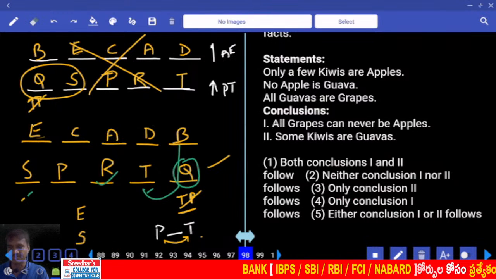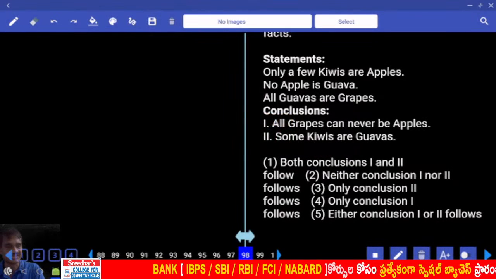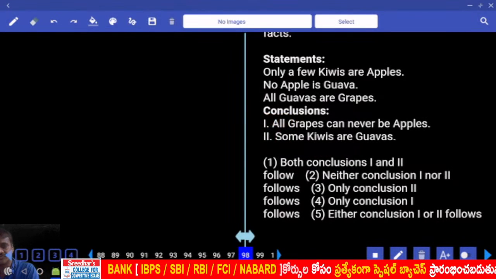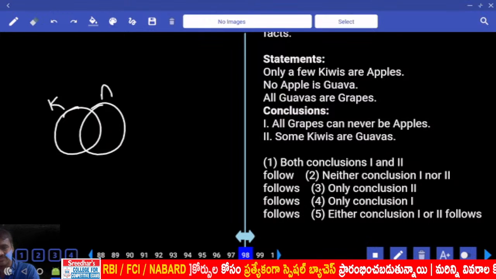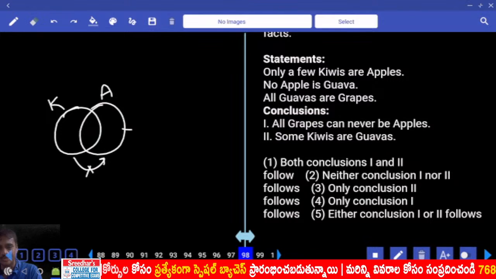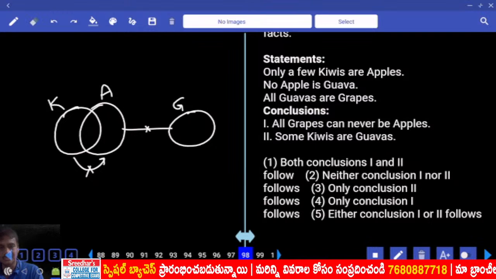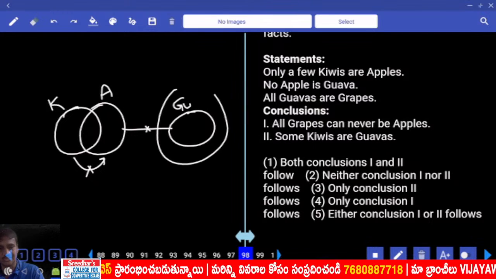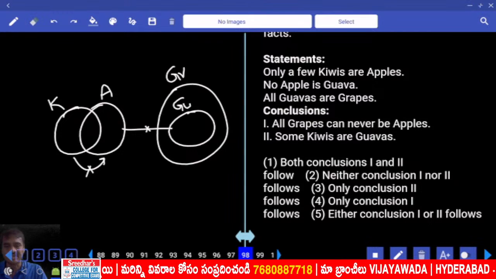Then 98 to 100. Now in these syllogisms, first or the second, and only a few kiwis are apples. Now these are the kiwis that are apple, kiwi and an apple. Only some of the kiwis are apple, but not all. No apple is guava, no intersection between apple and guava. And all these guavas are what? All these guavas are grapes. All guavas are grapes. All grapes can never be apples.